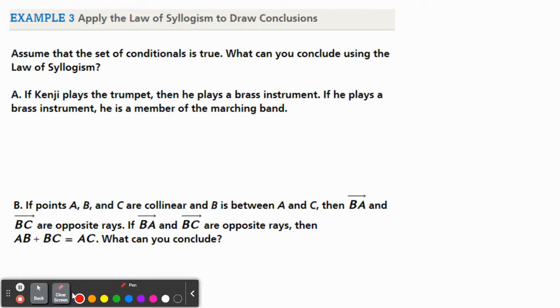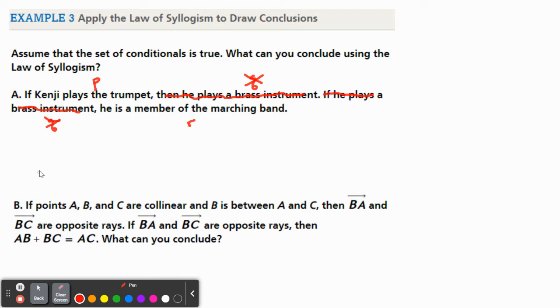Example 3, apply the law of syllogism to draw conclusions. Assume that the set of conditions is true. What can you conclude using the law of syllogism? So A, if Kenji plays the trumpet, then he plays a brass instrument. If he plays a brass instrument, he is a member of the marching band. These are two conditional statements. Conditional 1, if he plays the trumpet, P, then he plays a brass instrument, Q. Conditional 2, if he plays a brass instrument, that's Q again, then he is a member of the marching band. There's R. So what we're going to do is cross off the Q's. That means we're not going to talk about the brass instrument at all. We're going to connect the fact that Kenji playing a trumpet means he's a member of the marching band.